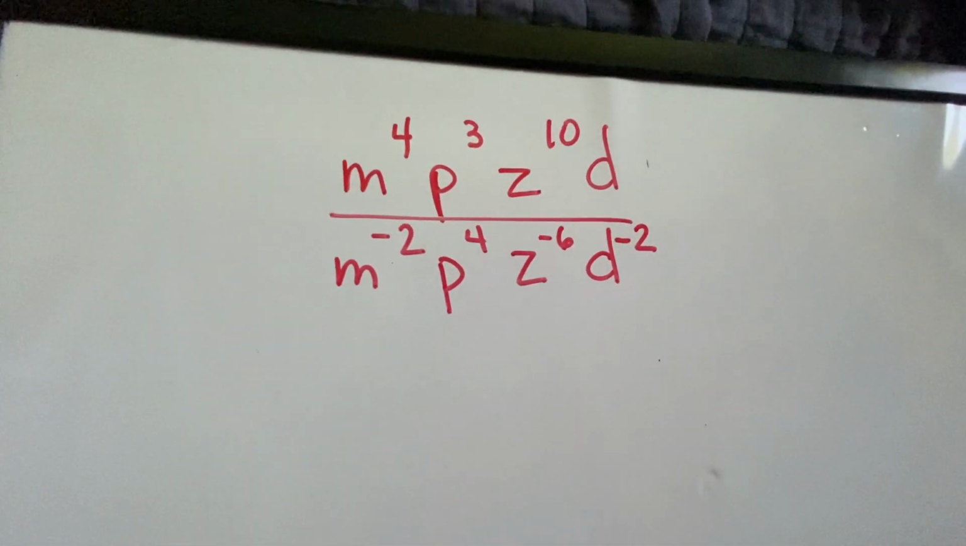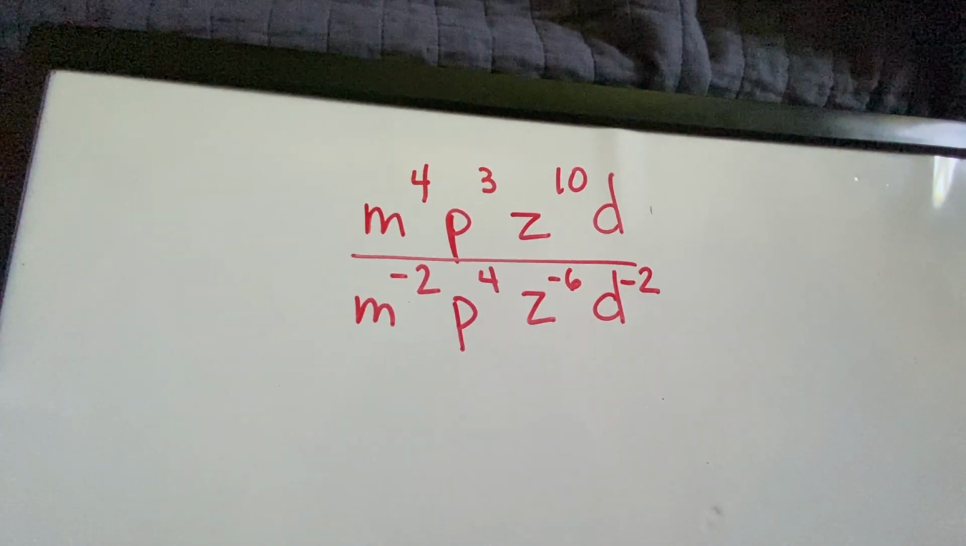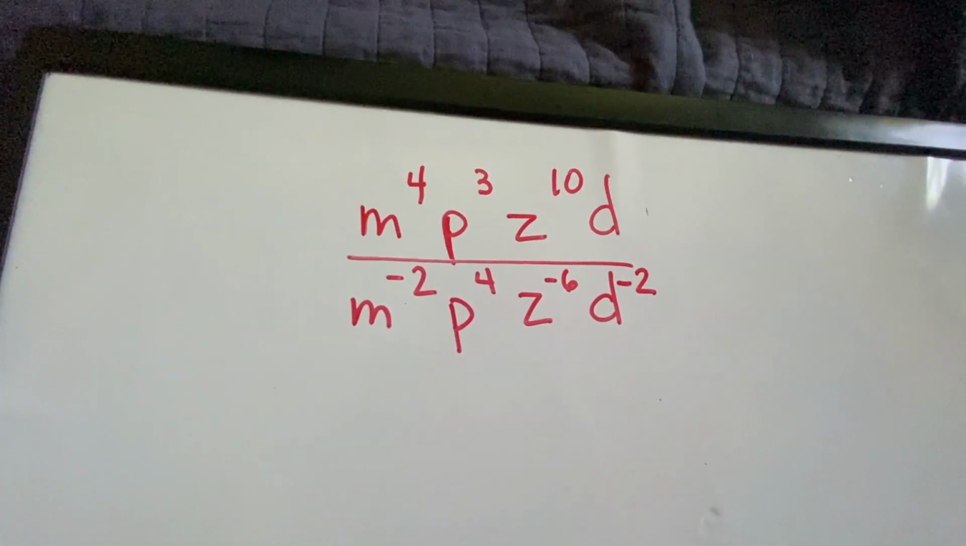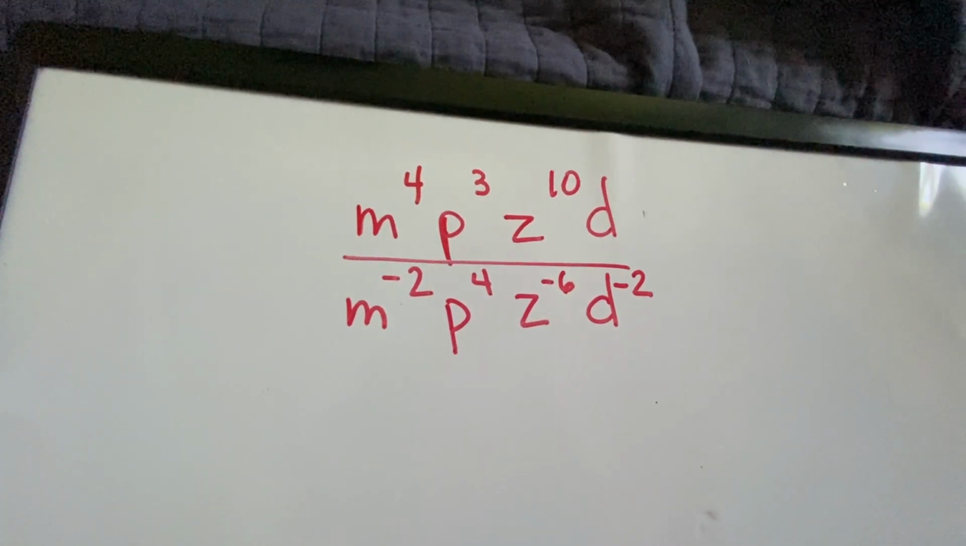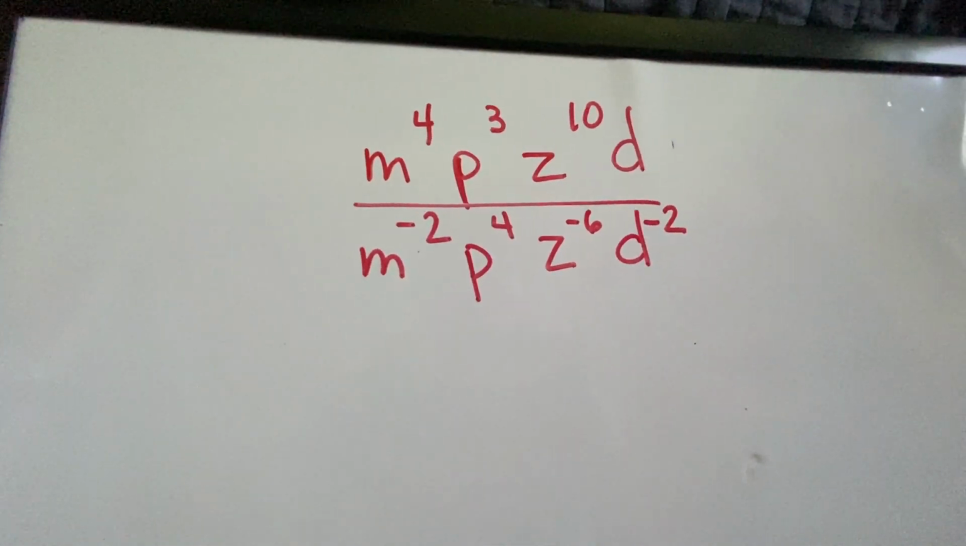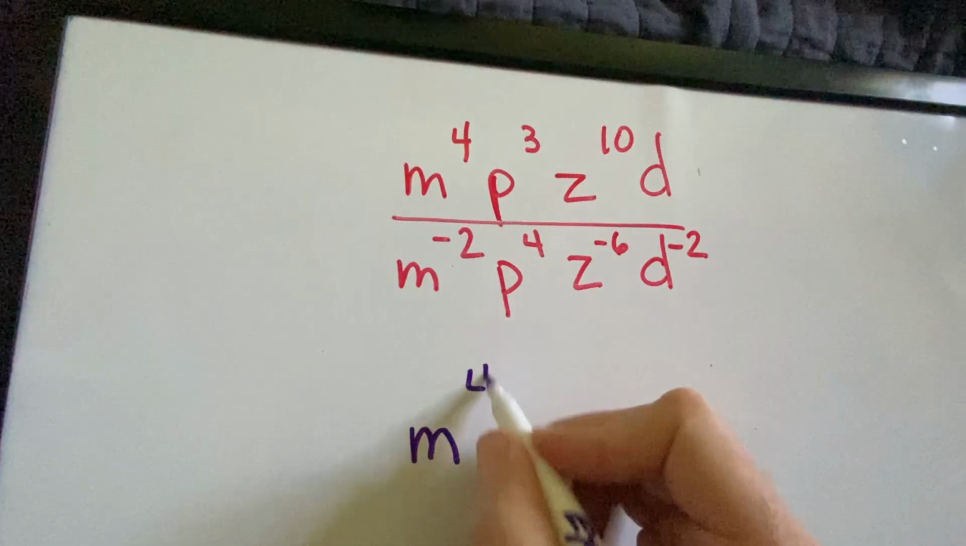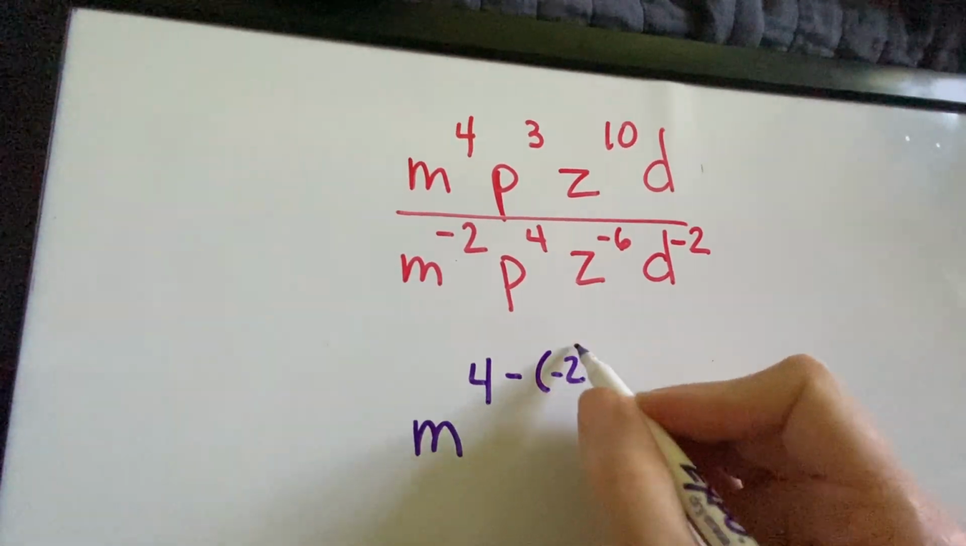Okay, here we are with practice question B. M to the 4th p cubed, z to the 10th d all over m to the negative 2, p to the 4th z to the negative 6, d to the negative 2. All right, and we need to simplify that. So remember, when we divide our exponents, they get subtracted.